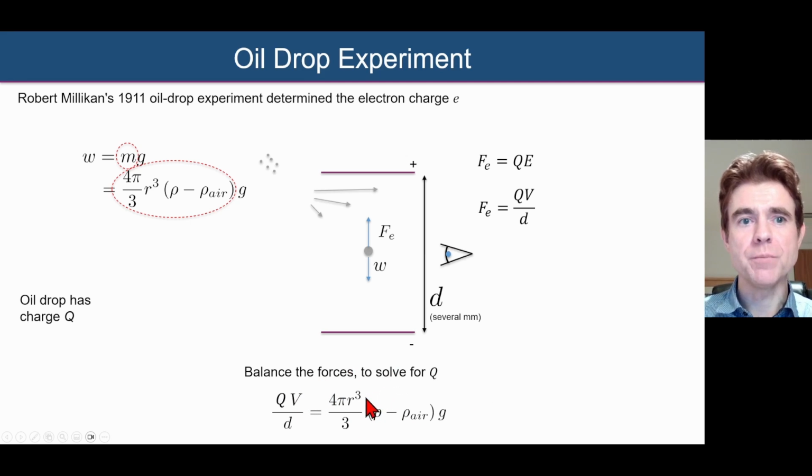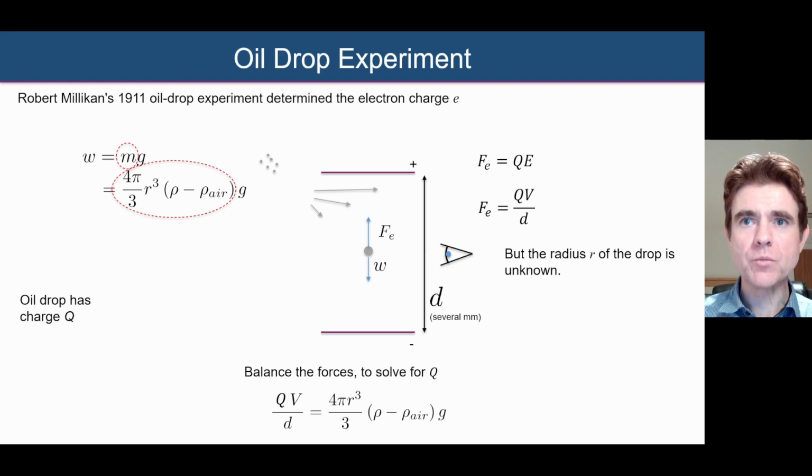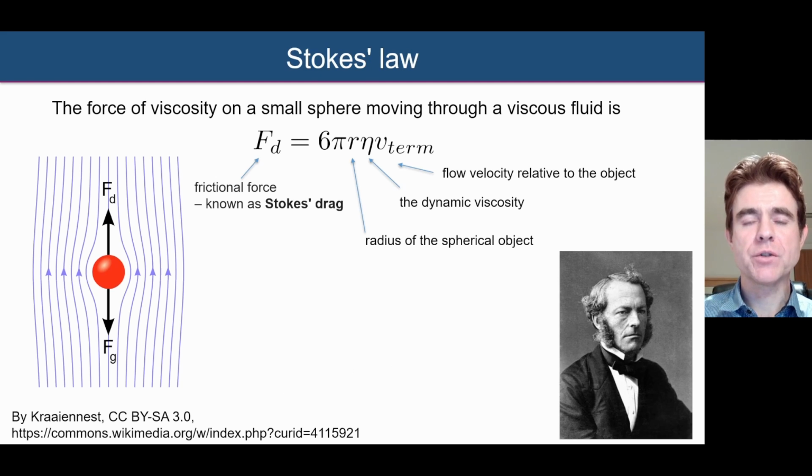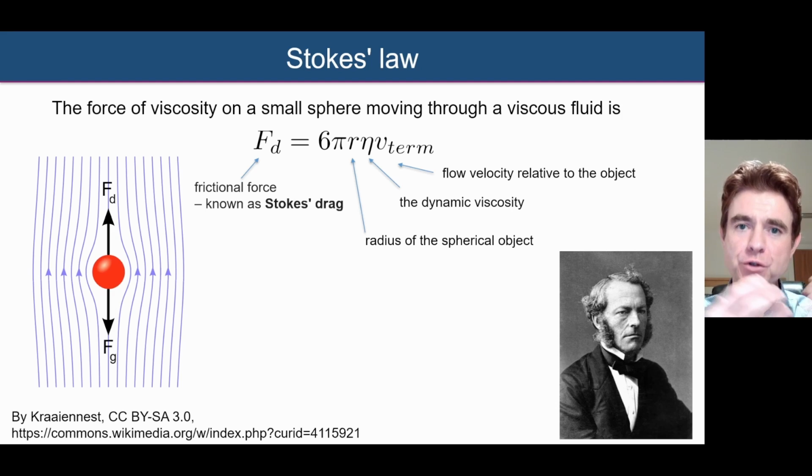However, in this equation, we don't yet know the radius of the oil droplet. So this is what we're going to solve next. Just before I show you the solution to finding the radius, we need to quickly look at what's known as Stokes' Law, which gives us the drag force when a sphere is moving through a viscous fluid. We're assuming the air to be like a viscous fluid, and the oil droplet is given by this sphere. I'm not going to derive this equation, but you can look it up for yourselves.